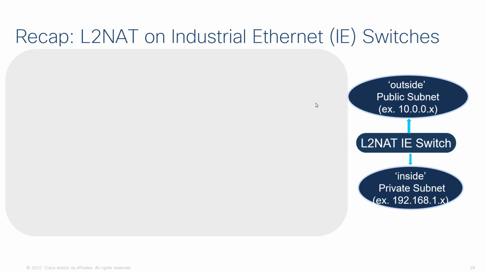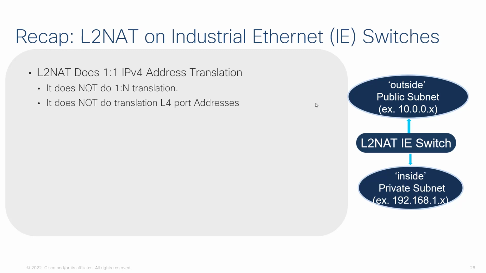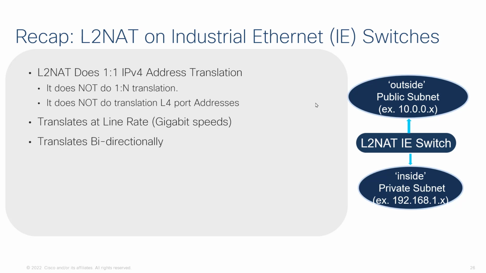So getting back to what is layer 2 NAT? It is a one-for-one IP address translation, meaning there's one inside and one unique outside IP address. It does not do 1 for N. It's not NAT-PAT. It doesn't do layer 4 port address translation. It does work at line rate because it's an industrial Ethernet switch. It's not CPU bound. It works bidirectionally.